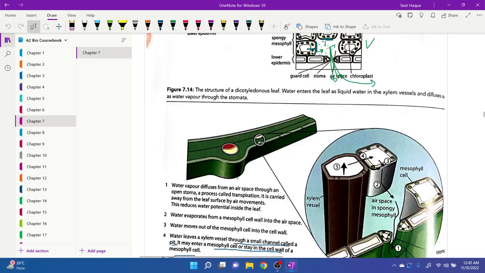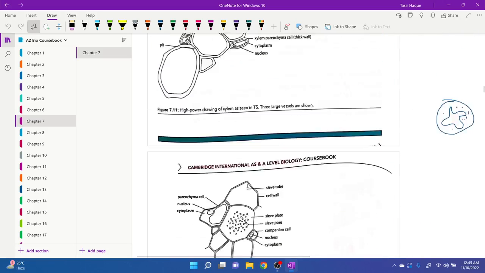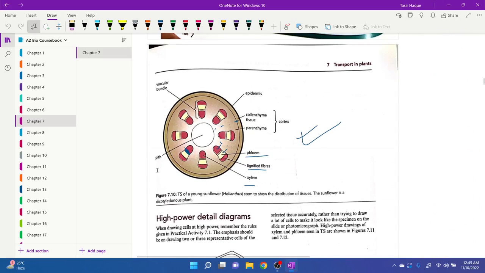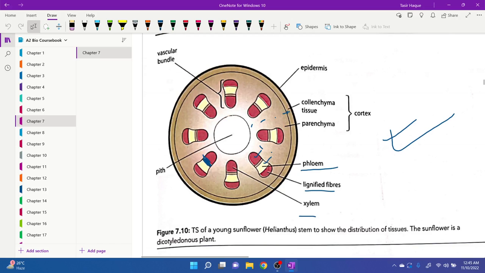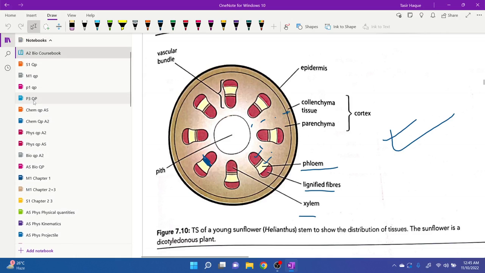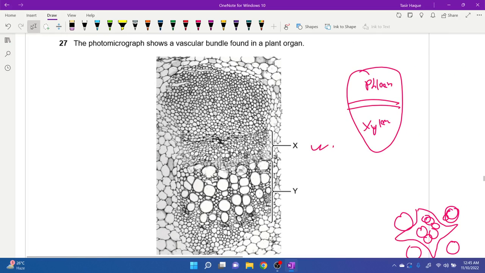Xylem inside, phloem here. We have lignified fibers over here. I gave you a more simplified figure basically. It's lignified at the end. Like this. Okay, so yeah, it makes sense.